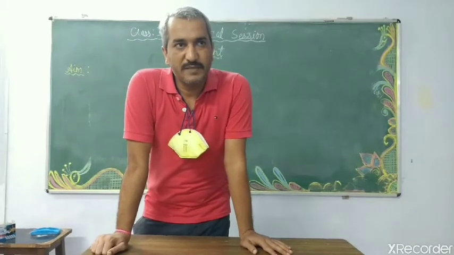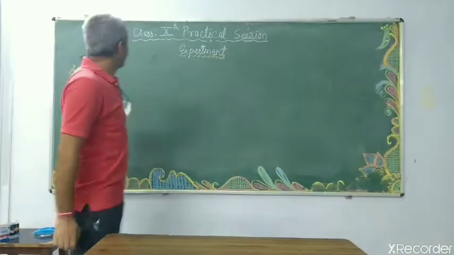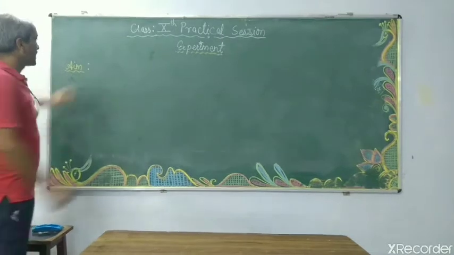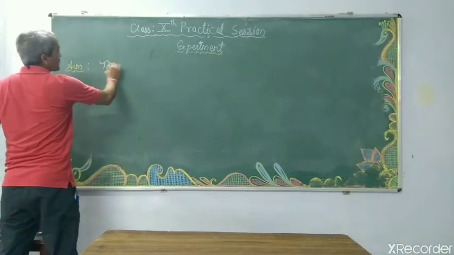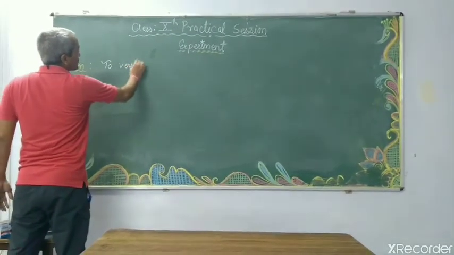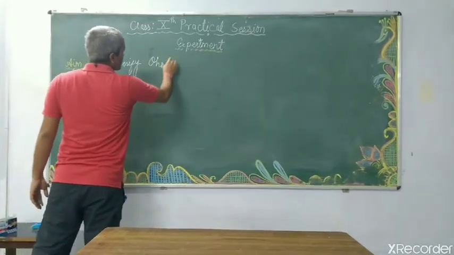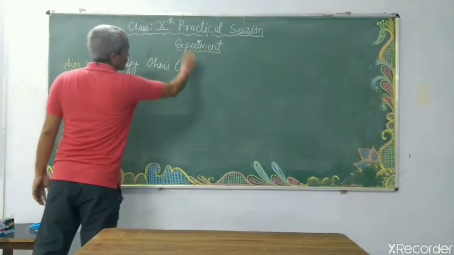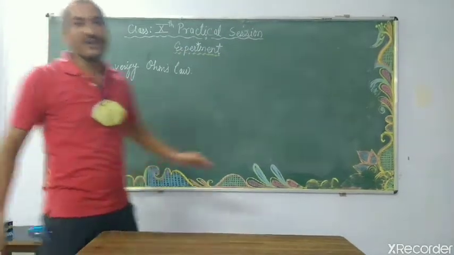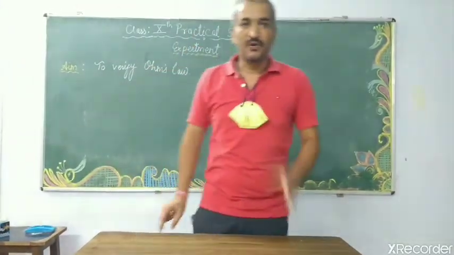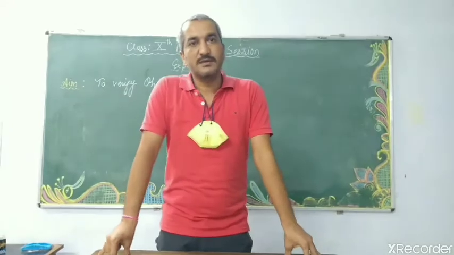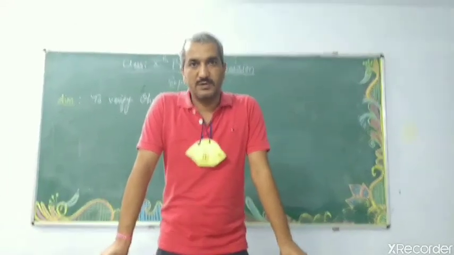So first of all, our aim, the first point which we have to write in the records of the experiment, that is the aim. Our aim is to verify Ohm's law.